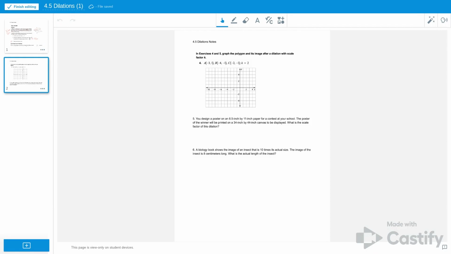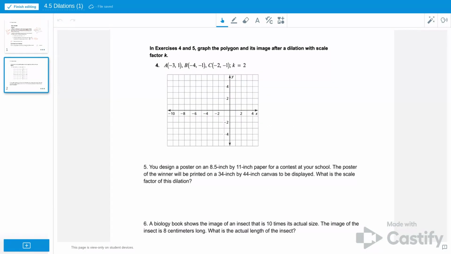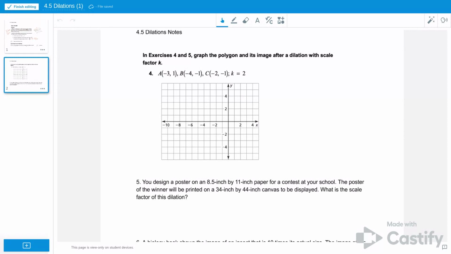So we'll do a real quick dilation here. So in exercises 4, and well, I know 5 is not one that we're graphing, but in exercise 4, we're going to graph the original image, and then its dilation with a scale factor of K. And so unless we're told otherwise, we are going to dilate around the origin. So go ahead and plot those points. Make sure that you label them.